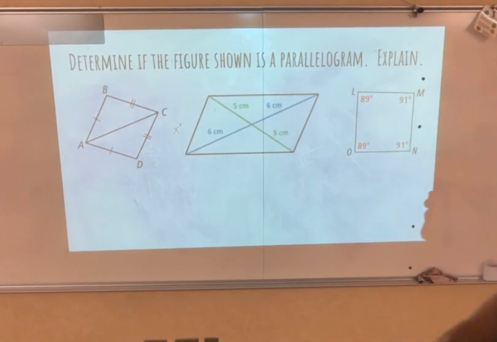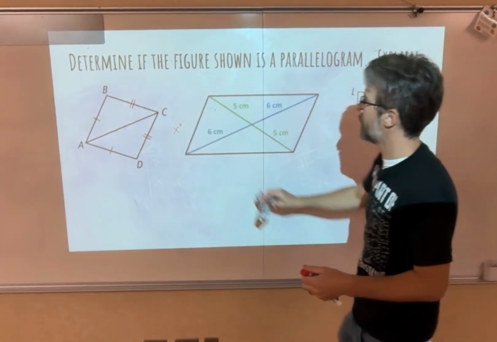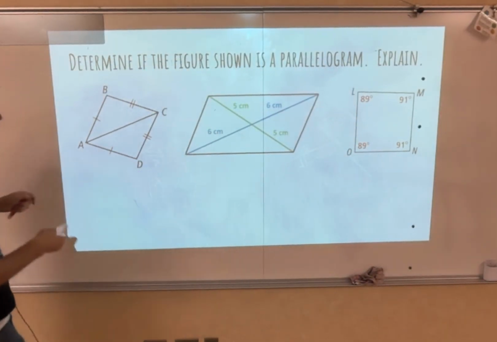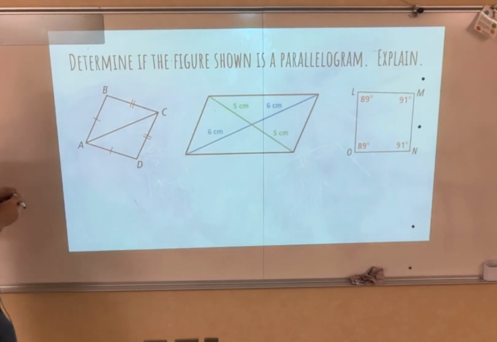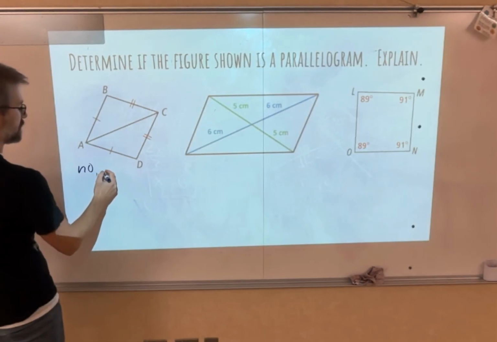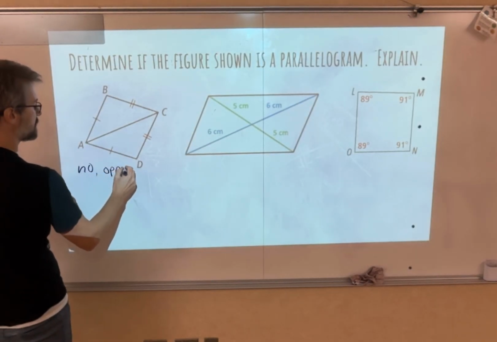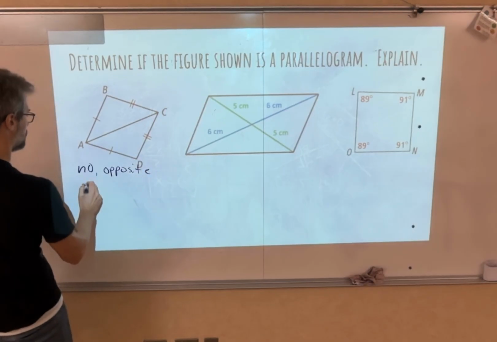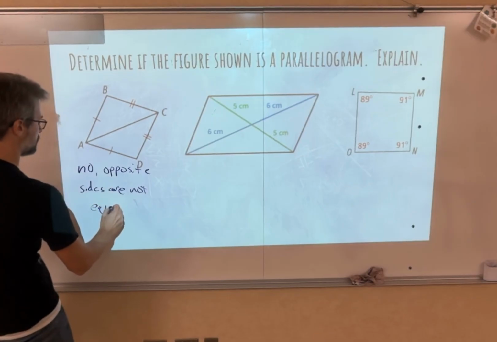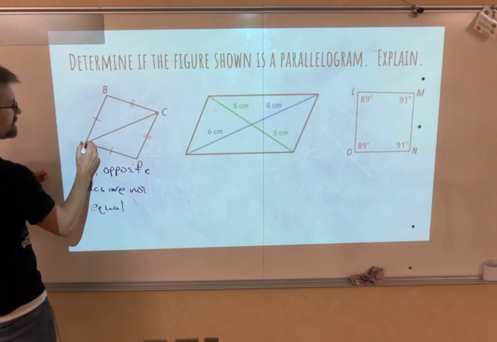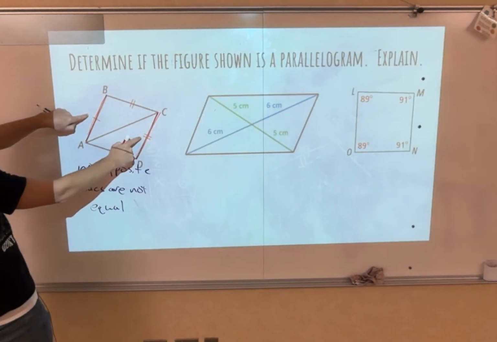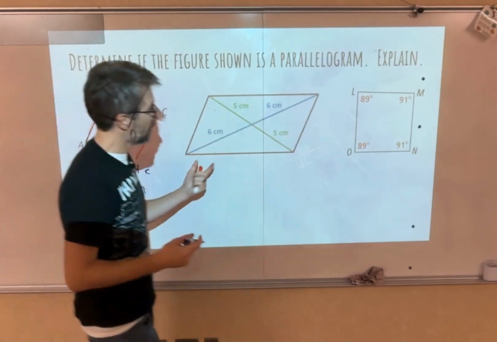All right, so some examples, determining whether or not these things are parallelograms and explaining our thinking. So on our first one here, looking at this, we've got some equal sides, but they're not the opposite sides. So this one's going to be a no, and our explanation could be something like opposite sides are not equal. Meaning this side here, AB, should be equal to CD, and 1 tick mark does not equal 2 tick marks.